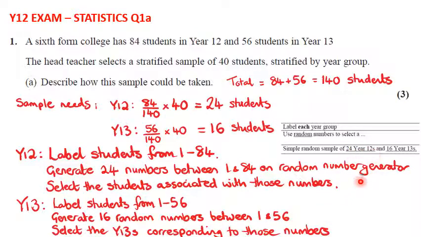In this particular question, we don't need this select the students associated with those numbers. You wouldn't lose marks here, but in other such questions describing how a random sample can be taken, we need those 3 points.